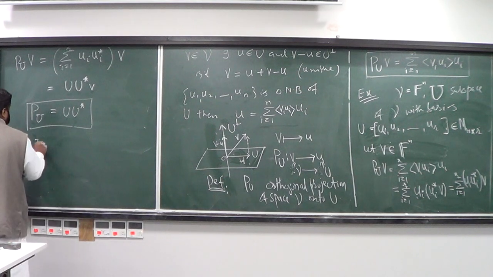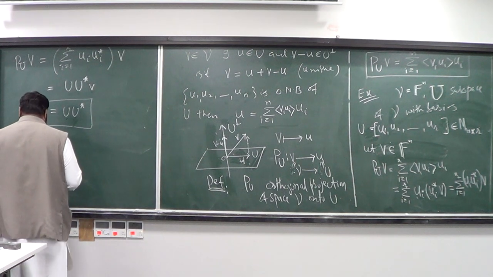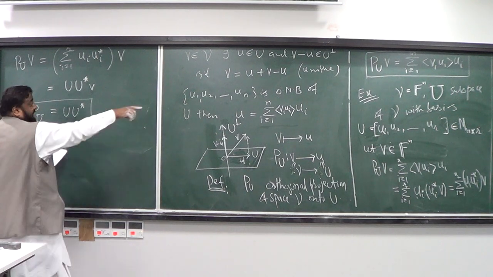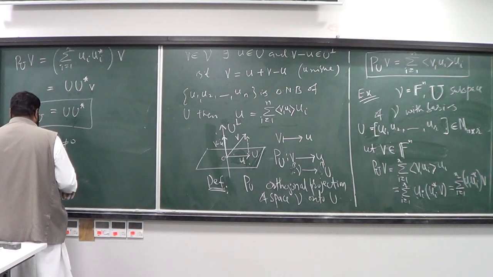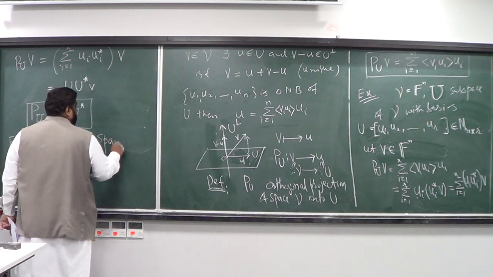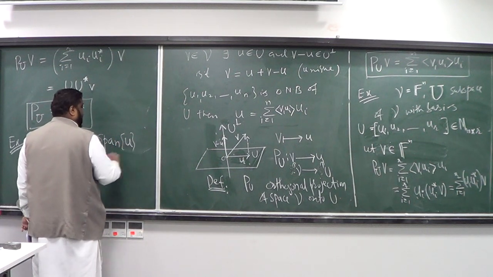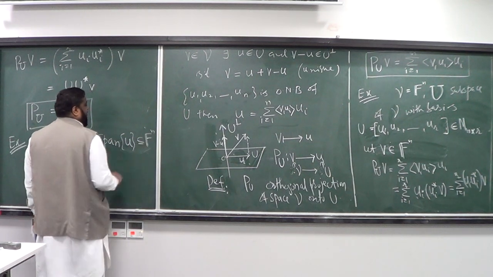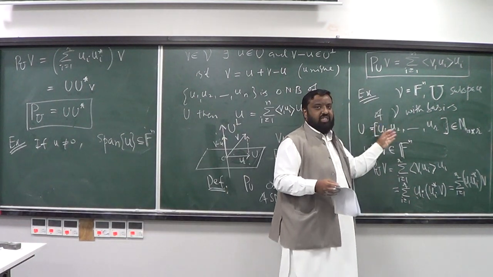So consider a vector U that is non-zero. You are still in V equal to Fn. Consider a vector U in Fn, then consider the span of the vector U, which is a subspace of Fn. So instead of taking, for example, R vectors, just take one vector, actually.